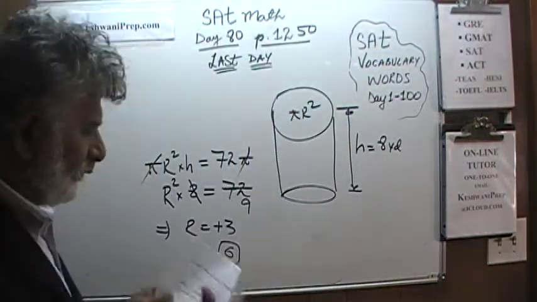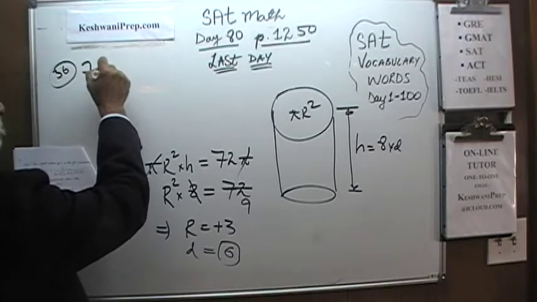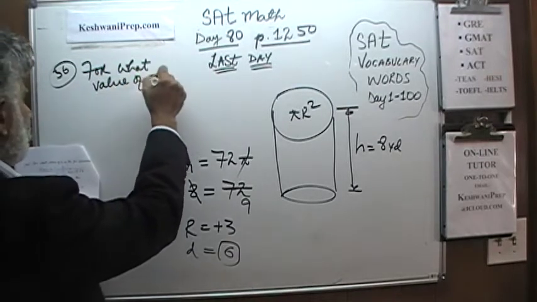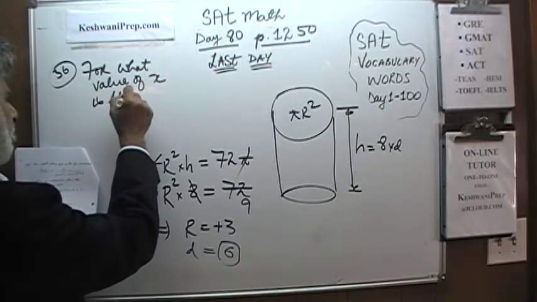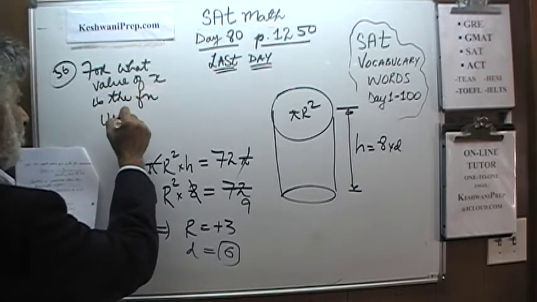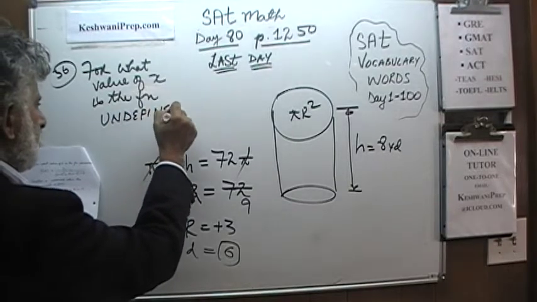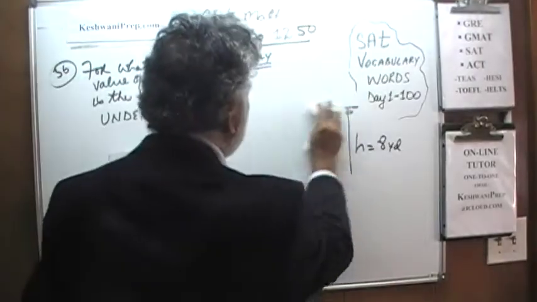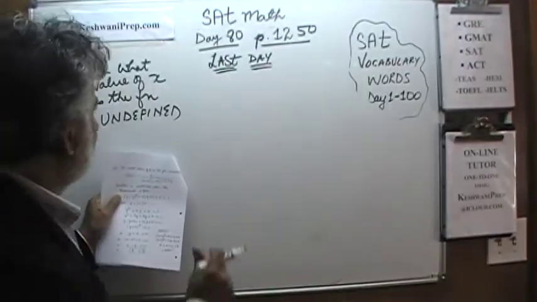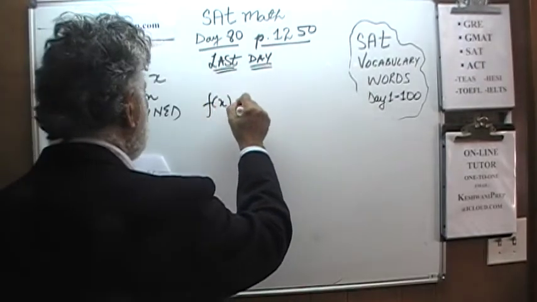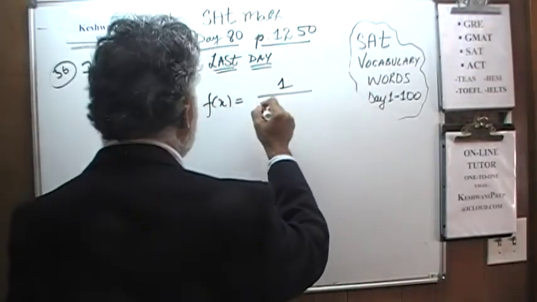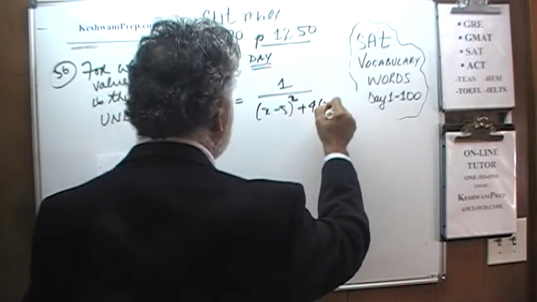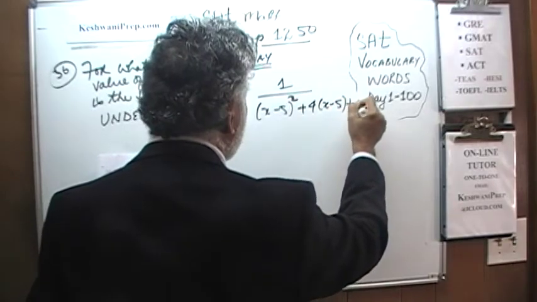And the next question says, for what value of x is the function undefined? And the function that is given to us looks something like this: 1 over (x minus 5) whole squared plus 4 times (x minus 5) plus 4.